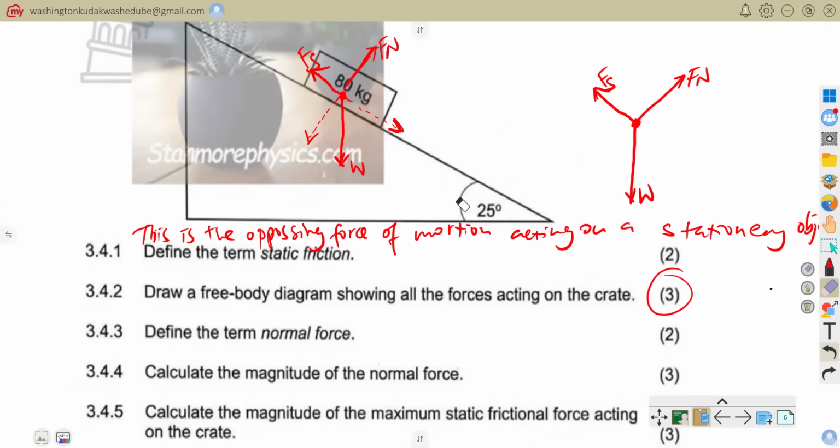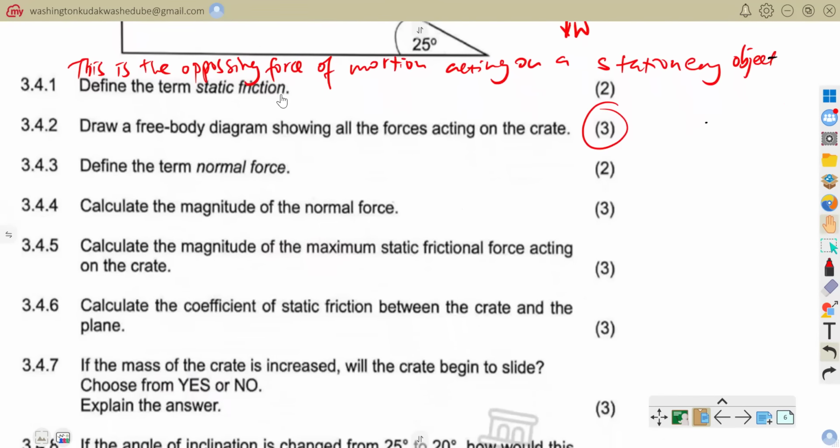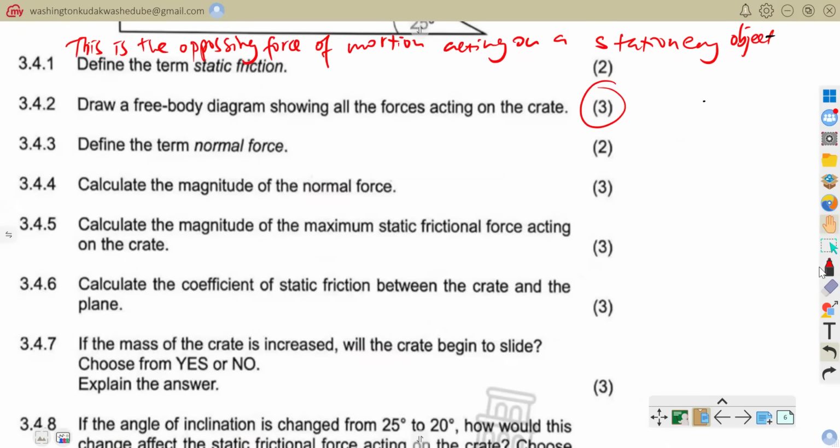Now they are saying, define the term normal force. Define the term normal force. What is a normal force? A normal force is a force that is due to the plane, or maybe due to the surface, that acts perpendicular to the plane of the object.